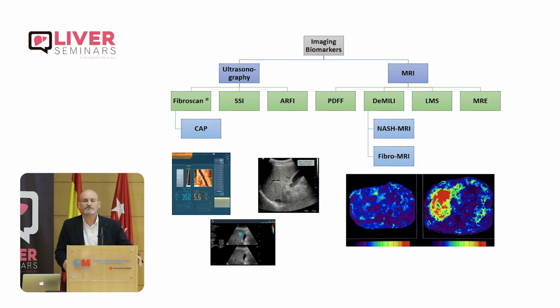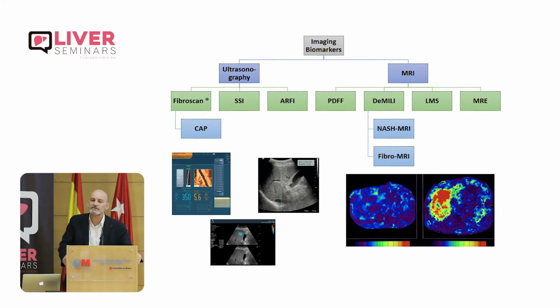The PDFF, the proton density fraction, measures the percentage of fat infiltration. The MILI, detection of metabolic induced liver injury, is a software developed at the University of Sevilla and the public health system, and we can achieve 2 outputs, NASH MRI and FibroMRI, giving us information about the presence or absence of NASH or fibrosis.